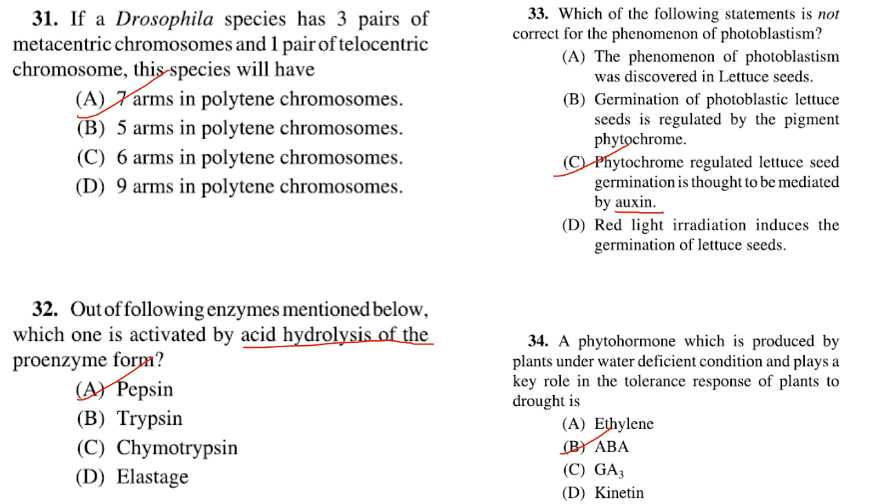That is as per the study. Okay. Red light irradiation induces germination of lettuce seeds. That is also correct. So answer is option C. Then next one. A phytohormone which is produced by plants under water deficient condition and plays a key role in the tolerance response of plants to drought is abscisic acid. Answer is option B. A, B, A.